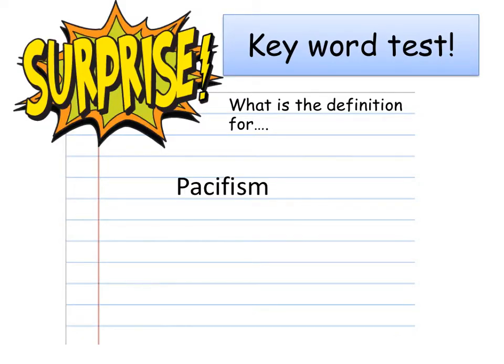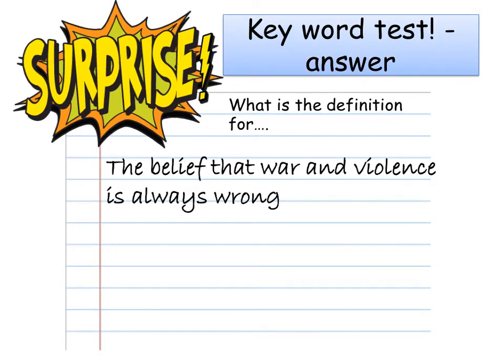It's time for another keywords test. What is the definition of pacifism? Write it on your piece of paper now. Pacifism is the belief that war and violence is always wrong.